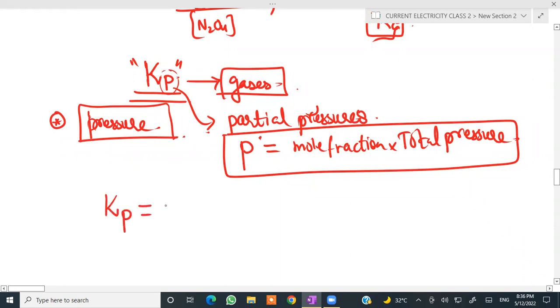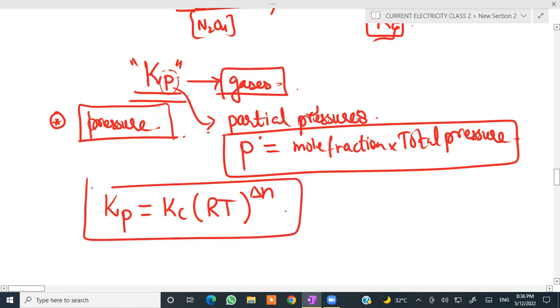अभी जो ज्यादा इंपॉर्टेंट चीज है वो है रिलेशनशिप बिटवीन Kp एंड Kc। Kp equals Kc multiplied by RT to the power of delta N. Now this is a very important relationship, and let me explain it. Now Kp is equal to Kc when Kc is being multiplied by RT to the power of delta N. Now what is delta N?